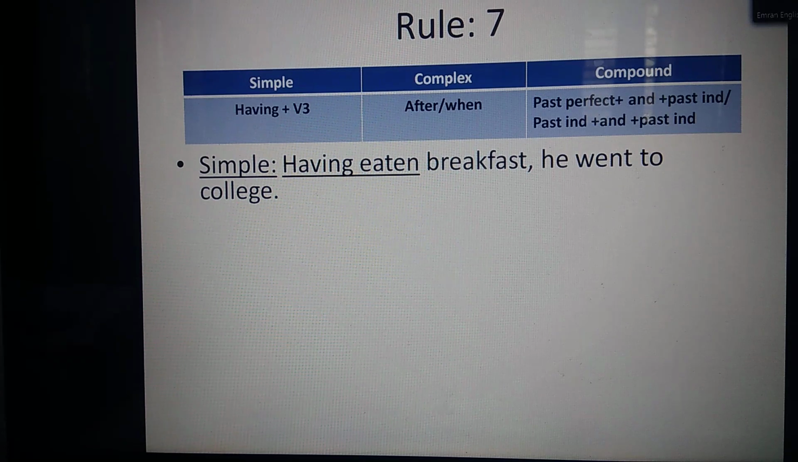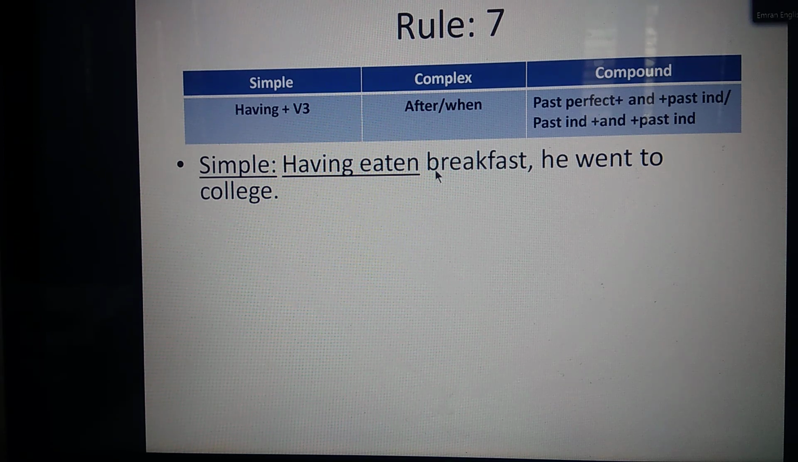So this sentence has only one clause, and the other part is certainly a phrase. So the second part of the sentence, he went to college, is the main clause of the sentence. As this is the main clause and this is the phrase, this sentence is certainly in the simple form. To make this sentence complex, we need to change the phrasal part of the sentence to a clause and then use after or when as the conjunction in the complex one.